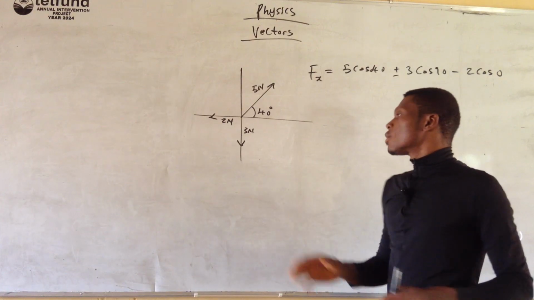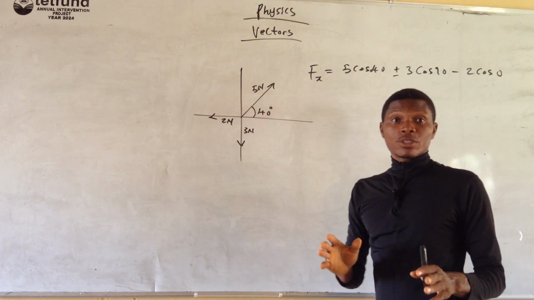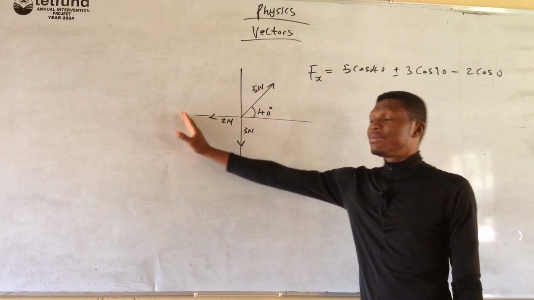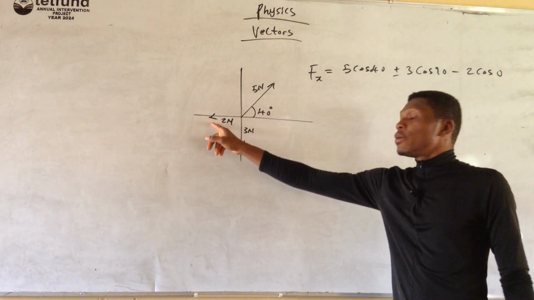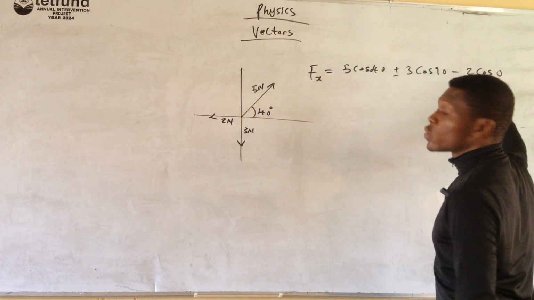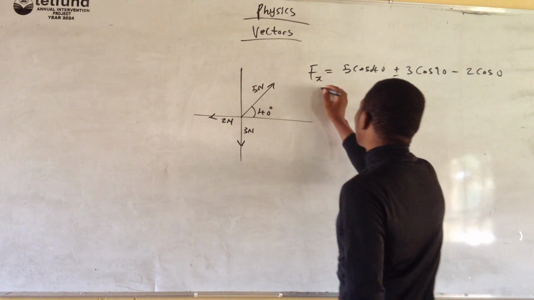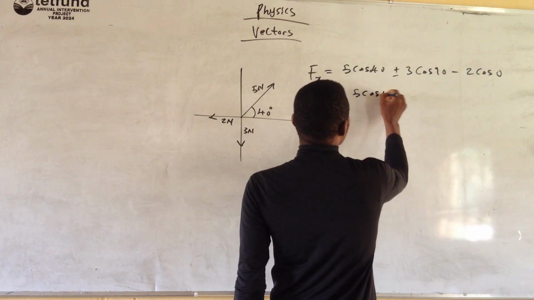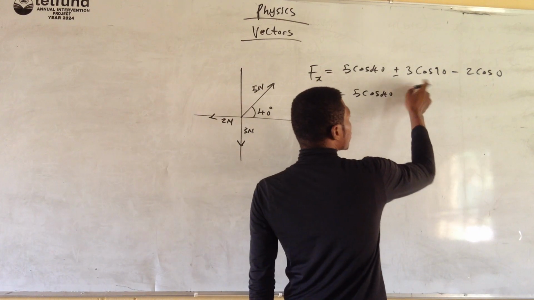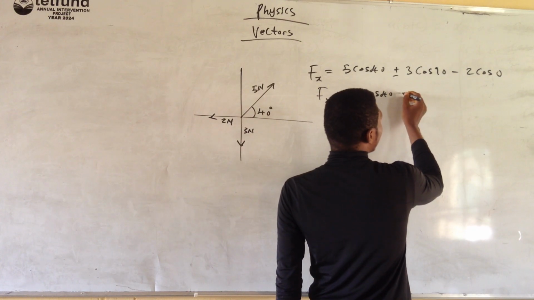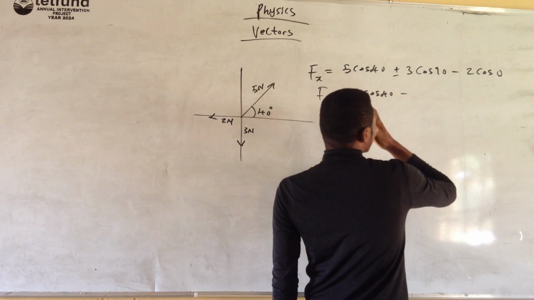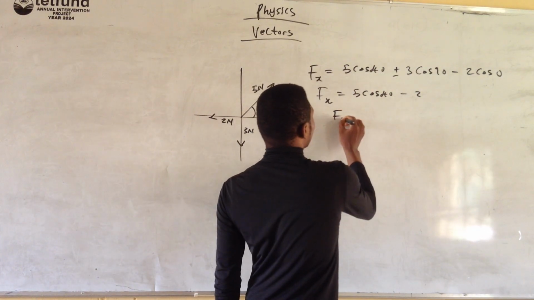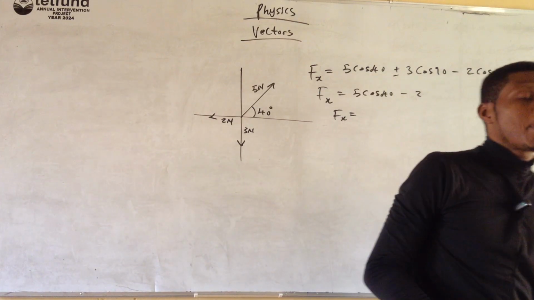You know what we are doing here is, when taking the components of vectors along the horizontal direction, the right is positive, while the left is what? Negative. That was why I wrote minus 2. You see? Minus 2 cos 0. So we now have Fx is equal to 5 cos 40, plus or minus 0, then minus, cos 0 is equal to 1, minus 2. This one is 0, okay? So Fx is equal to 5 cos 40 minus 2.